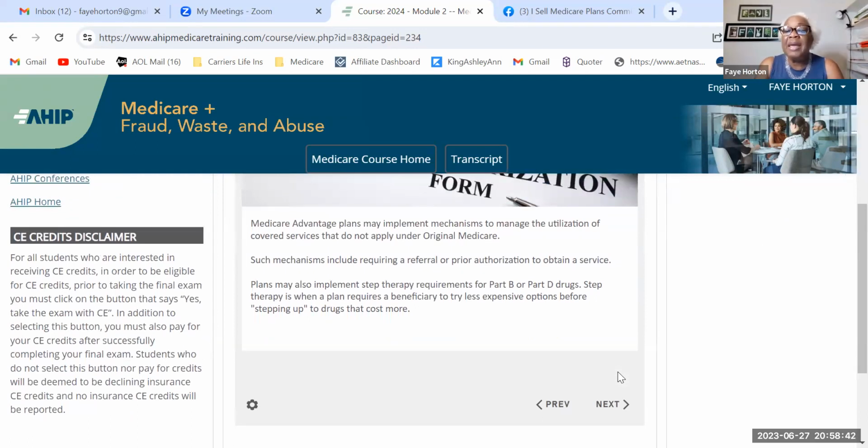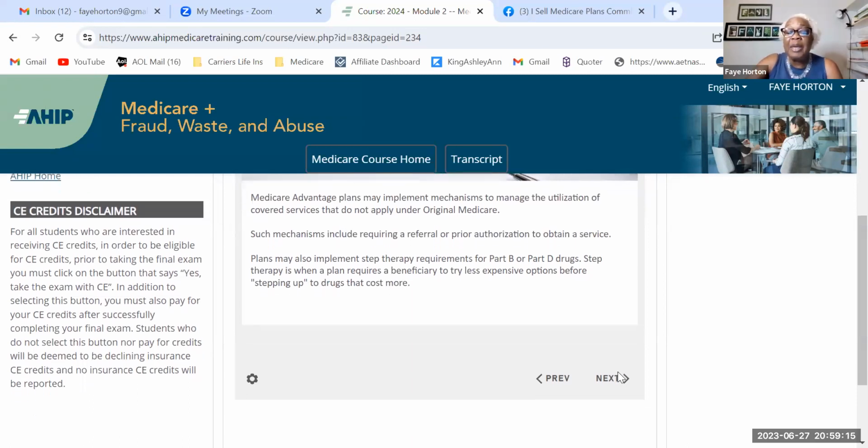Medicare Advantage plans may implement mechanisms to manage the utilization of covered services that do not apply under original Medicare. Such mechanisms include requiring a referral or prior authorization to obtain a service. Plans may also implement step therapy requirements for Part B or Part D drugs. Step therapy is when a plan requires a beneficiary to try less expensive options before stepping up to drugs that cost more.